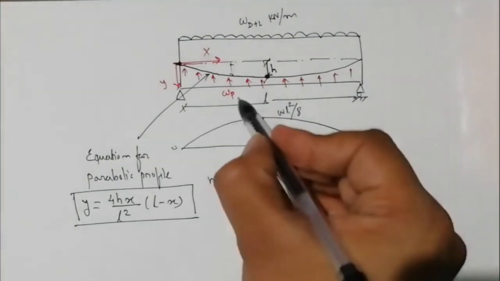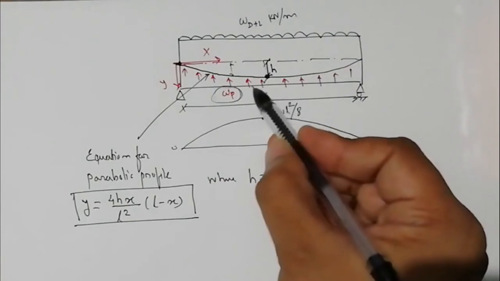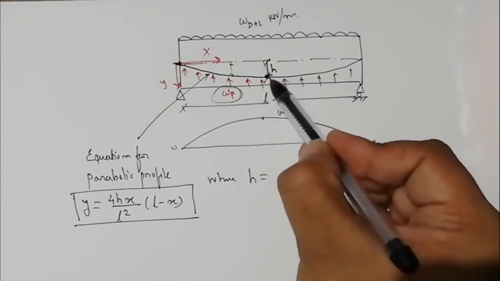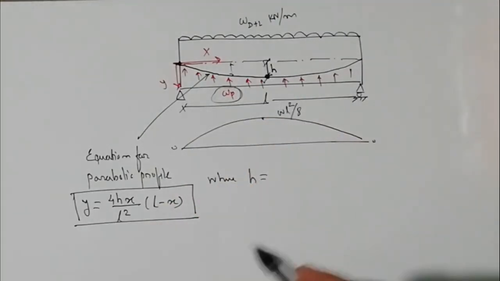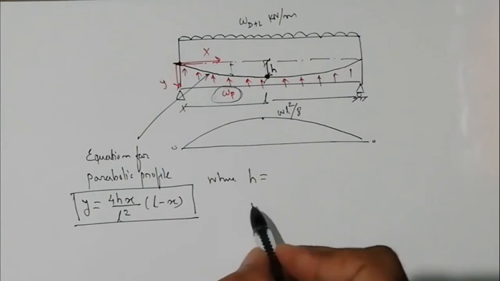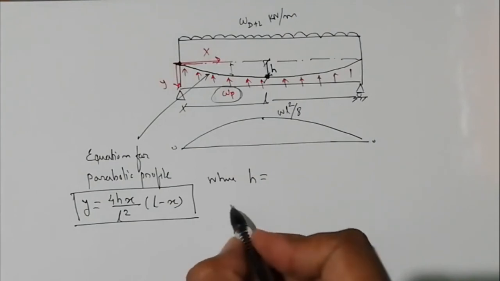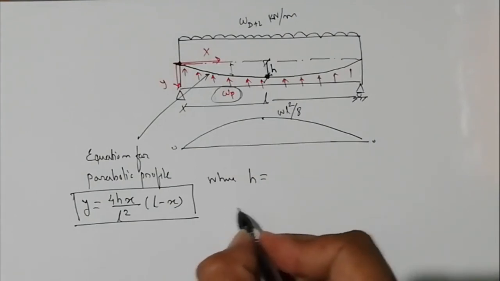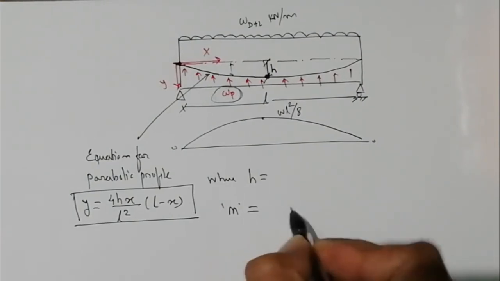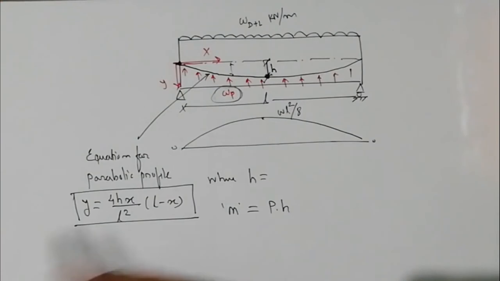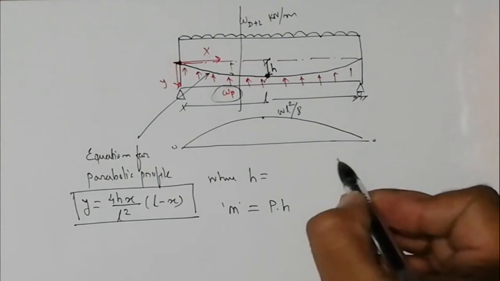Now next, this WP, how much the reaction will be generated due to the parabolic profile having the depth h at the center with respect to its end. So it's very simple. If we are taking a moment equilibrium, we will find that moment at any section, if m is the moment at any section, which must be equal to P into H. Now what is this P into H? If we consider this cross section.